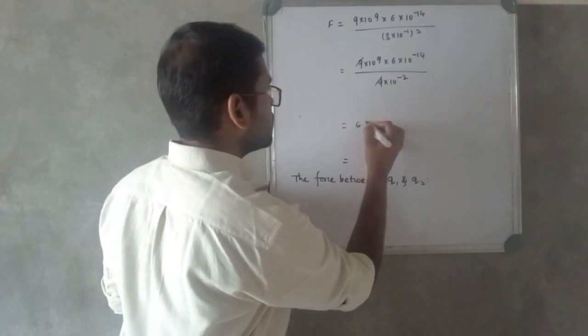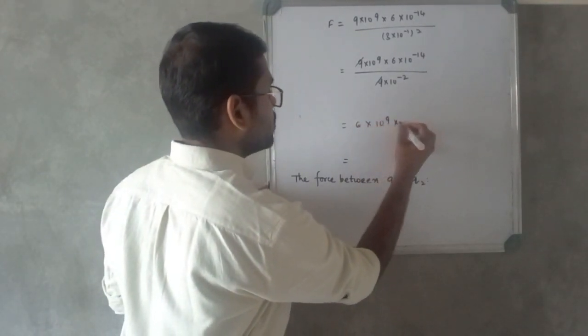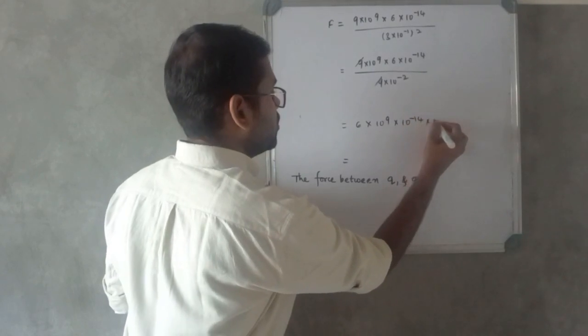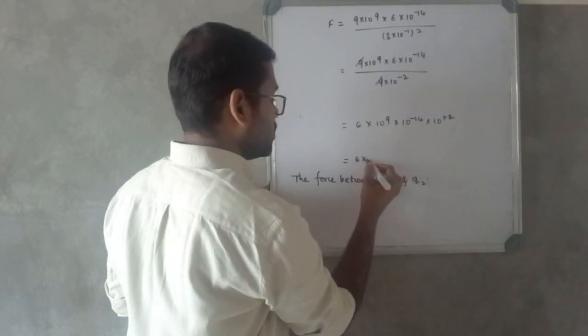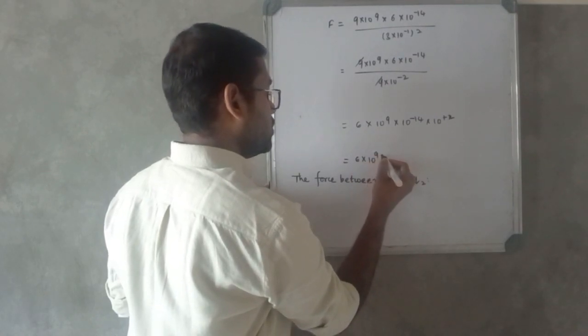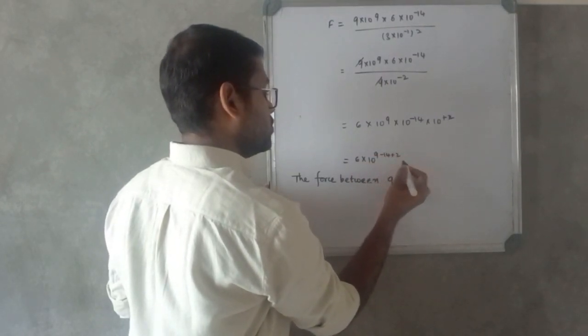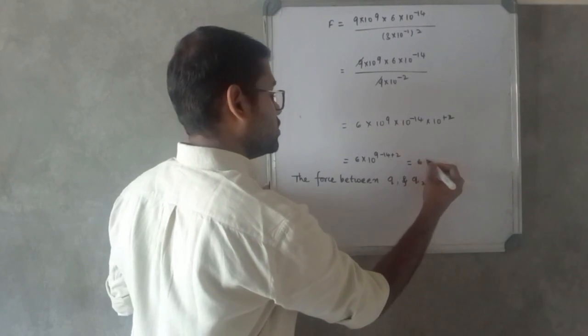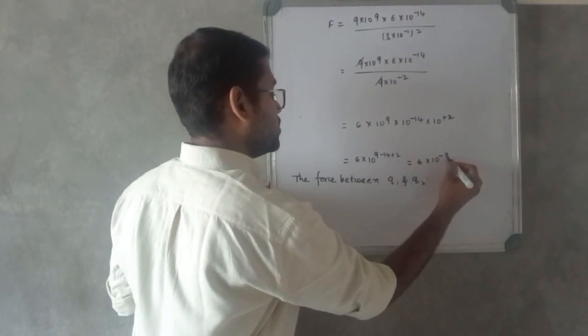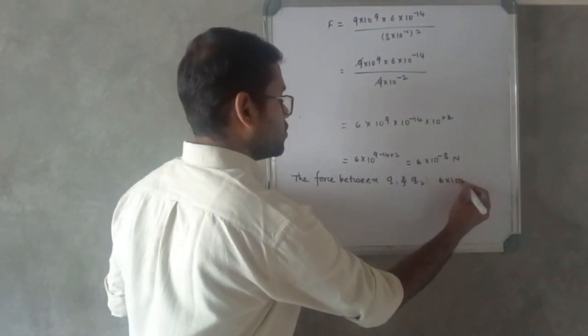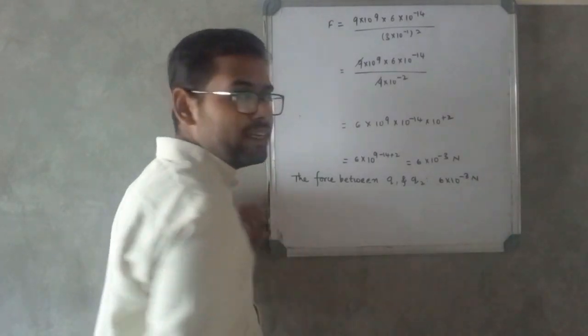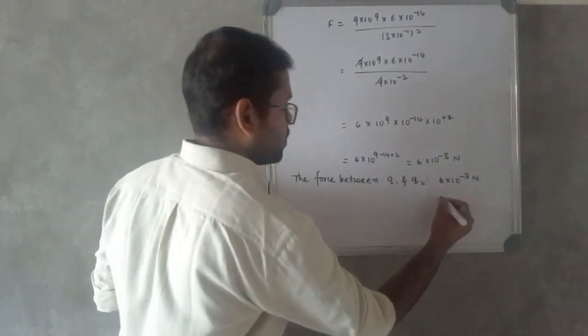So finally we have 6 into 10 raised to 9 into 10 raised to minus 14 into 10 raised to plus 2. So the final answer is 10 raised to 9 minus 14 plus 2. It will be 6 into 10 raised to minus 3 Newton. So therefore the force between Q1 and Q2 is equal to 6 into 10 raised to minus 3 Newton, and the nature of this force is repulsive.